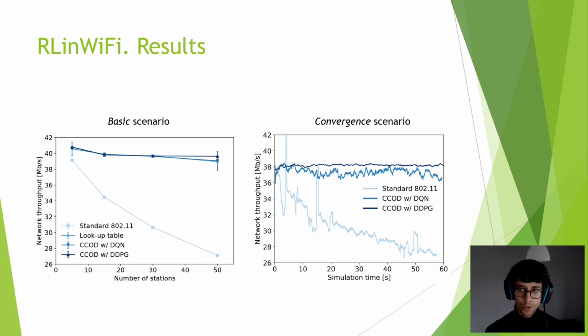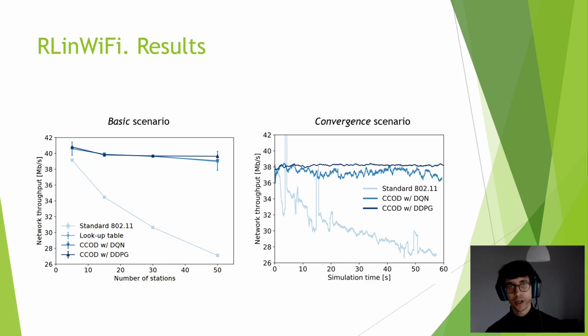The experiments were conducted in two scenarios. The first one, dubbed basic, sees a fixed number of stations transmitting at once, ranging from 5 up to 50. The second one, convergence, starts with 5 stations, and every few seconds a new one is joining. The results were compared to the standard algorithm and to the best possible result achievable for the standard approach.